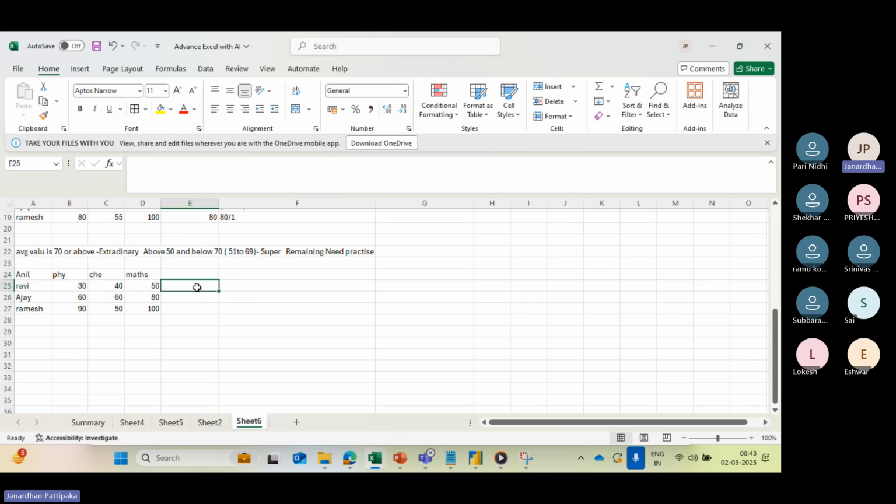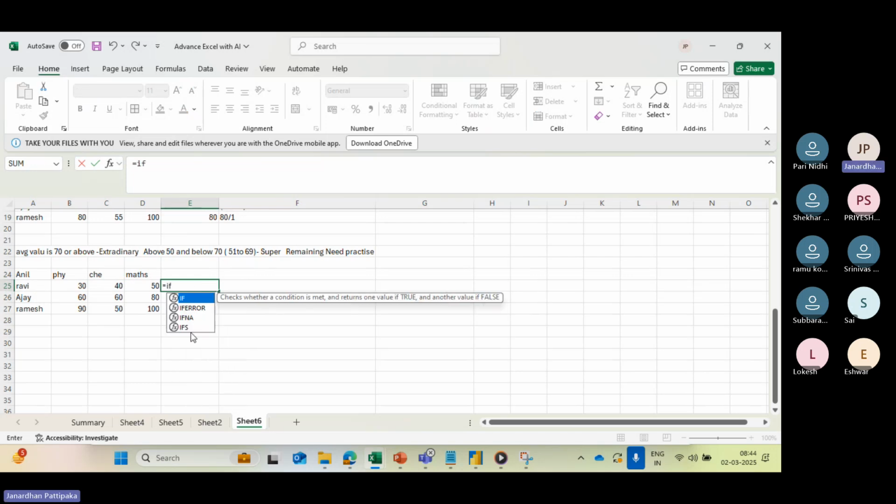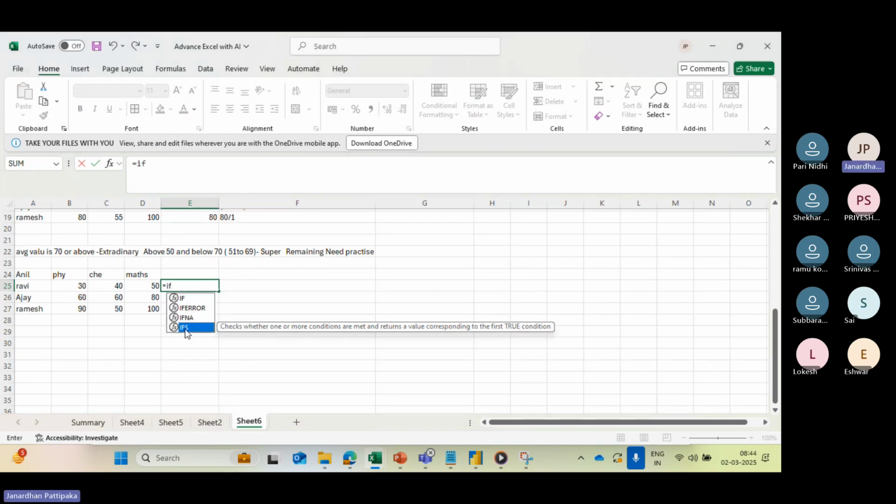In this condition, instead of using multiple ifs every time, I will use another condition called IFS. I'm using IFS, this is the ifs condition. I click on tab. Now you mention the conditions.